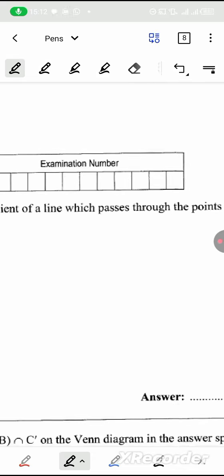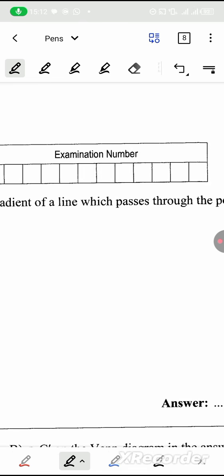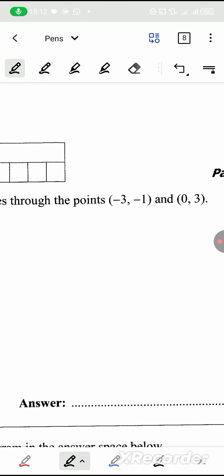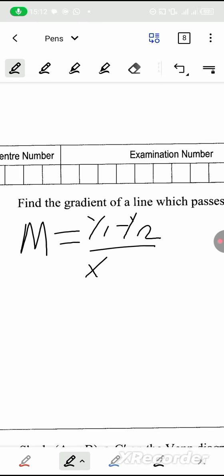So let us try to zoom in on the question first. Yes, so now we are saying we master the coordinates, then we find the gradient. So the gradient is always represented by letter m. Okay, so gradient is equal to, remember this is coordinate geometry, so it's difference in y over difference in x. So we are saying y1 minus y2, over x1 minus x2.